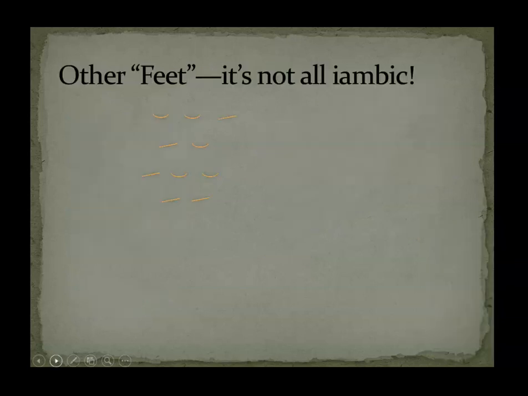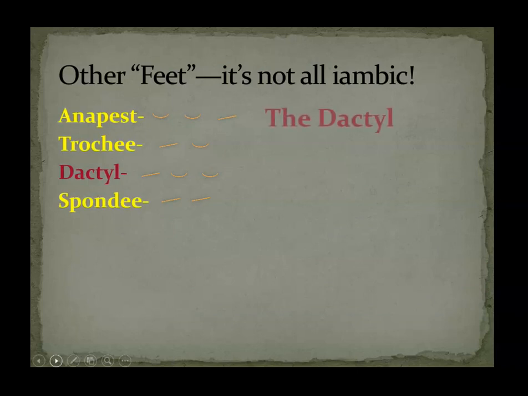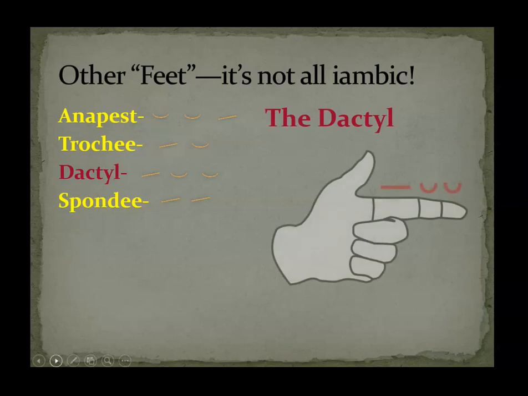One way to remember the names of these poetic feet is that they tend to imitate the syllabic stresses that they represent. Anapest, trochee, spondee, all except the dactyl. Think of the dactyl as the joints of your finger. The first is long and the next two are shorter.